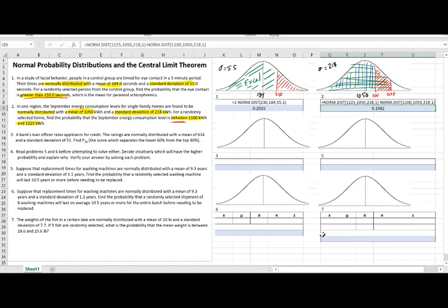Okay, so number three. A bank's loan officer rates applicants for credit. These ratings are normally distributed with a mean of 614 and a standard deviation of 51. Find the 60th percentile. And remember, percentiles are locations that separate 1% of a set of values from the remaining set of values. The 60th percentile will separate the lower 60%.